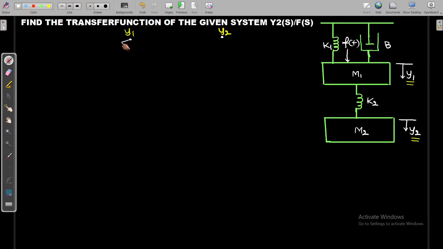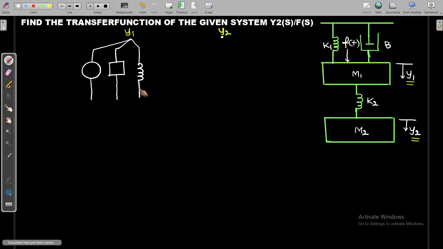First we take a force, which I am going to connect here. After that, for the displacement y1, there will be a mass, which I am going to connect here. After that, there will be a spring constant K1 here. After that, there will be a frictional coefficient, which is also here. So these are the different elements connected to the displacement y1.